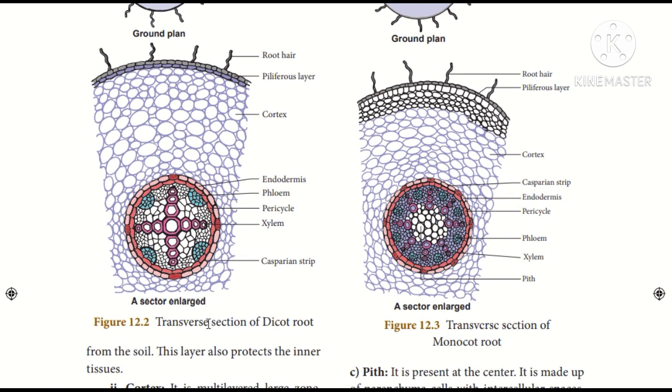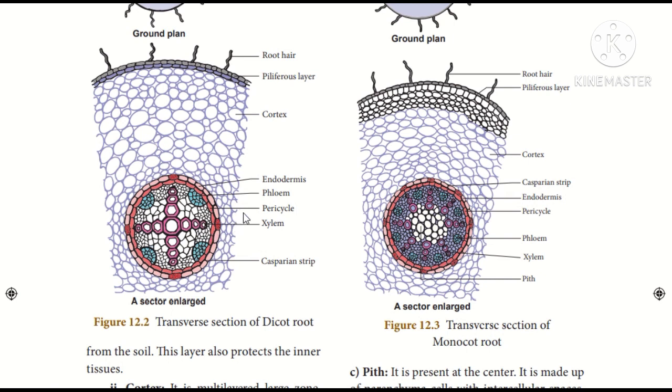That is protoxylem lying towards the periphery, the smaller xylem lying towards the outside, and the metaxylem lying towards the center. It is called exarch. And the number of xylem will be 4 in number, hence it is called tetrarch. Radial arrangement, exarch and tetrarch. This is the arrangement of the vascular bundle.